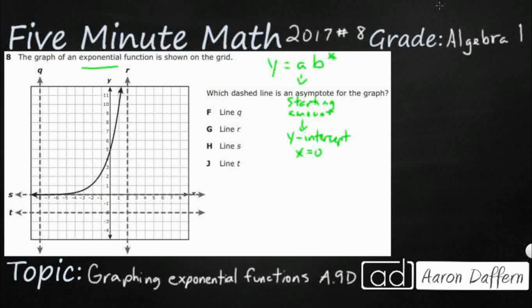Right? If you think about this up here, if I replace my a times b to the x with a times b to the 0, just substituting a 0, well, anything to the 0 is just going to be 1, so a times 1, y equals a when x equals 0. That is your a. Your b is your rate. So it's either going to be a growth rate if this term is greater than 1. It's going to be a decay rate if it is less than 1.